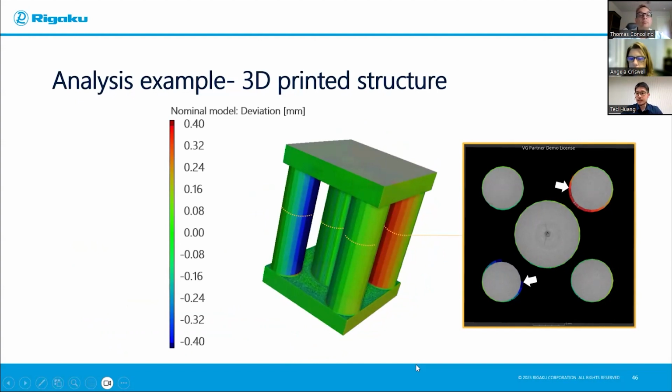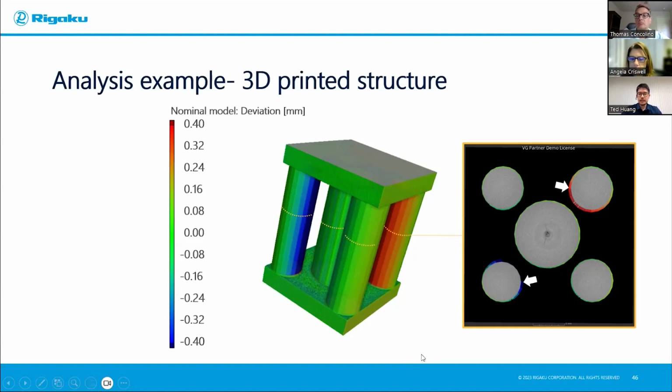So in this case, imagine if it's a load-bearing product, it might buckle, right? Because you have uneven loading, then you have uneven thickness of your load-bearing pillars. And by the way, this result, the nominal to actual comparison, is done using the software called VG Studio, which has a fantastic surface definition. That's how we did all these nominal to actual comparisons.